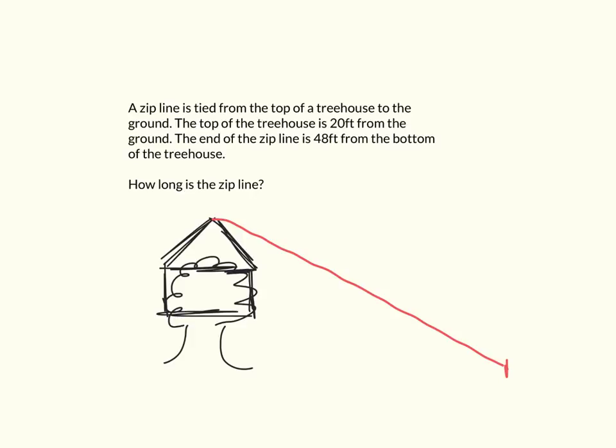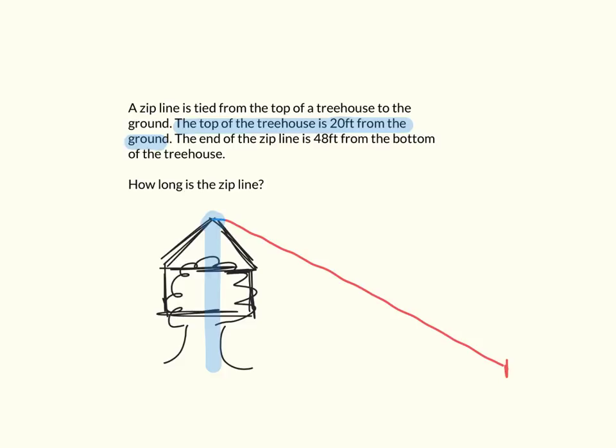Now, let's go through and read our context clues and see what information we can find. First thing I see is right here. I'm looking for numbers. There's a 20. What's connected to it? It says the top of the treehouse is 20 feet from the ground. So there's the top of the treehouse. It's 20 feet from the ground. So this whole blue line there is 20 feet.